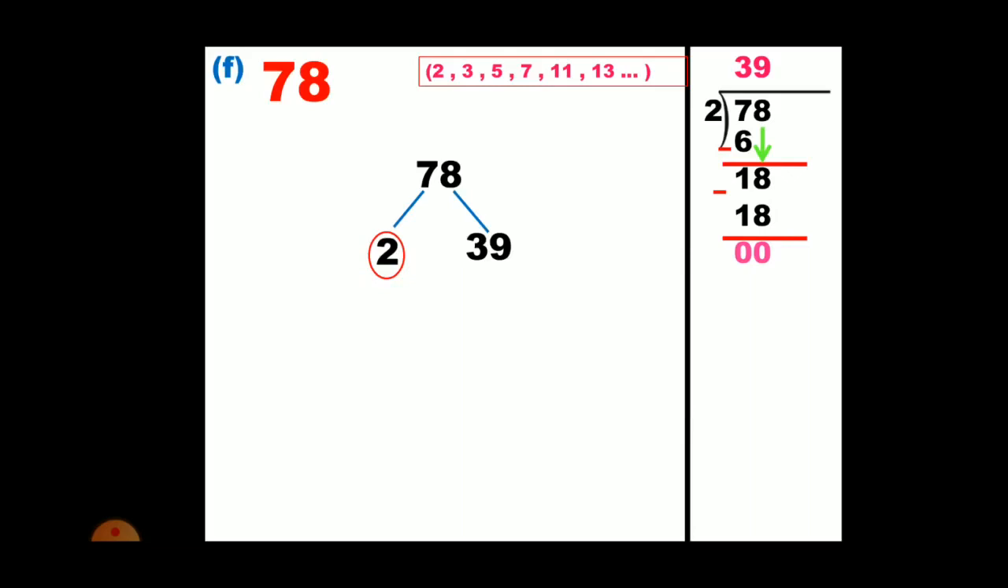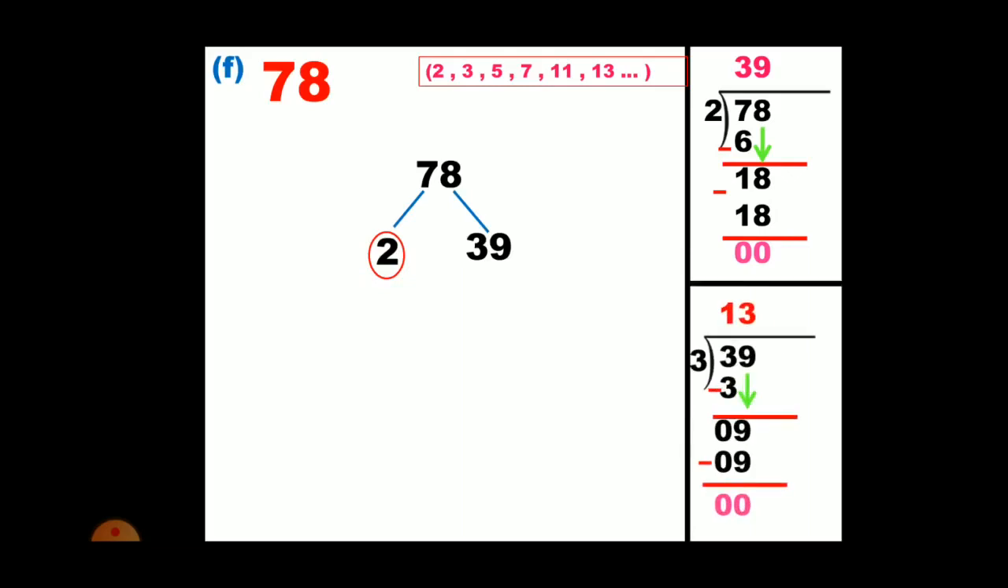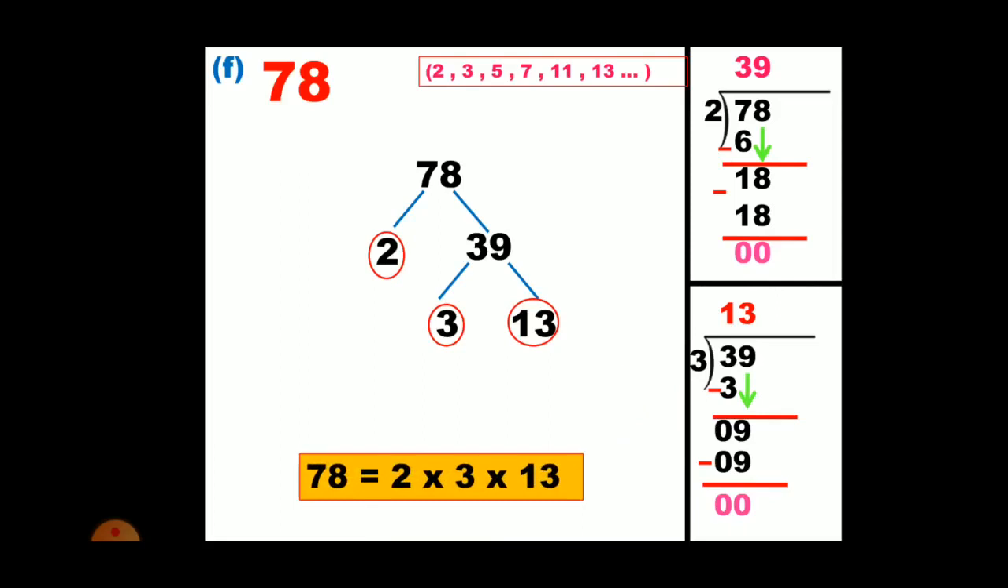We will divide 39 by 3. We get quotient as 13. The two factors for 39 are 3 and 13. 3 is a prime number, so we will circle it. And 13 is also a prime number, we will circle this too. As we get prime numbers here, so we will stop finding the factors. And for 78, the factors are 2 into 3 into 13.